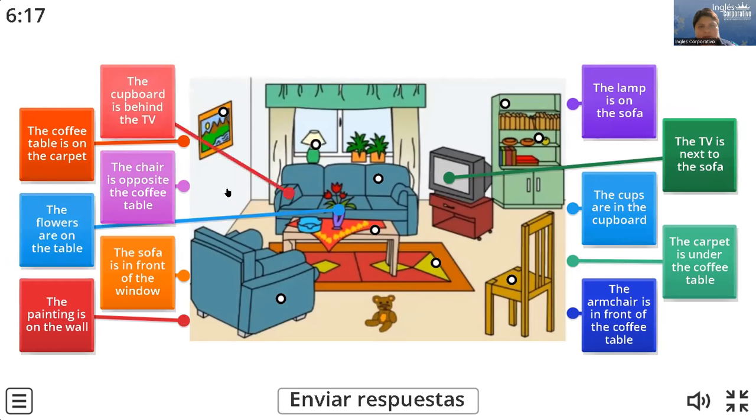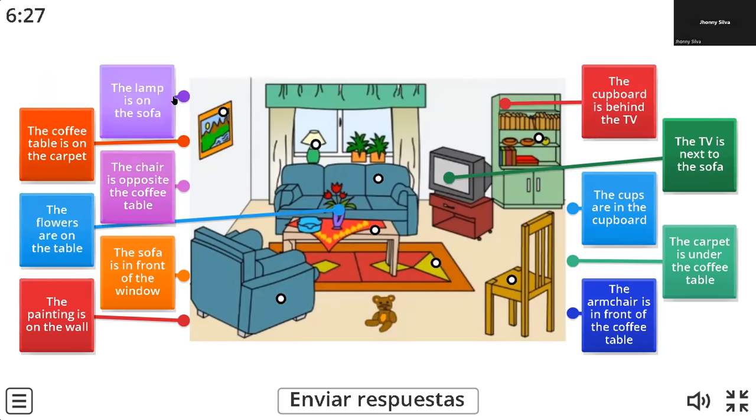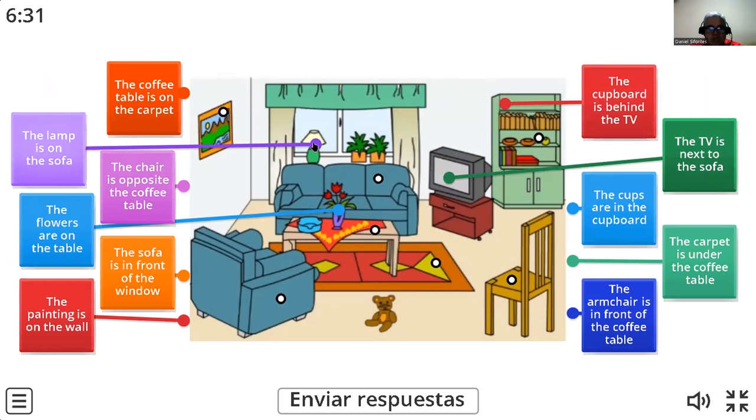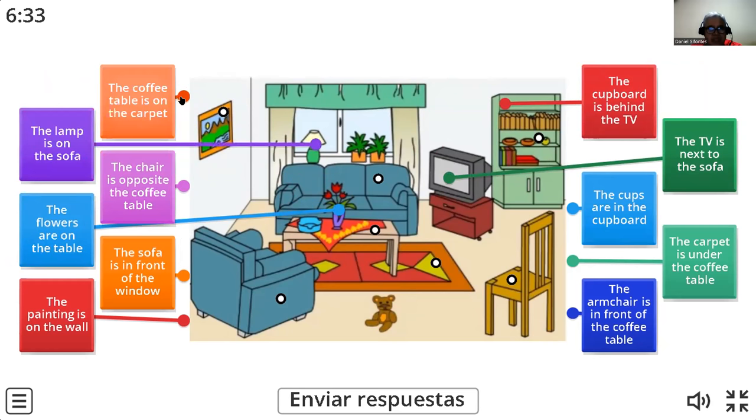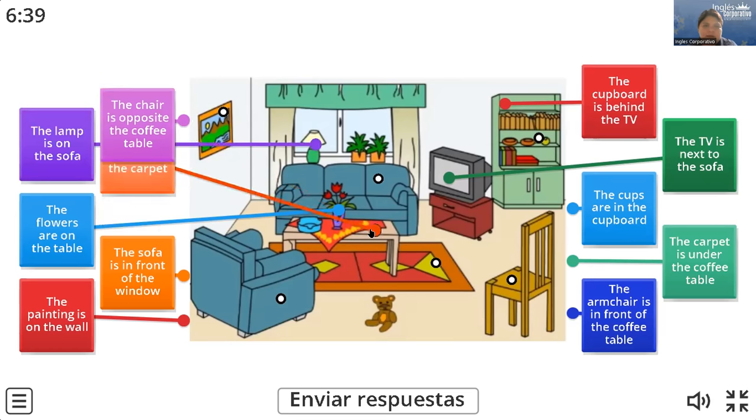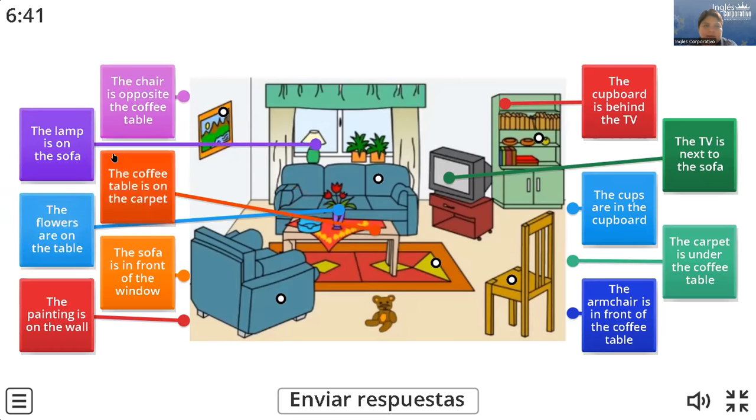Cupboard. So, which is the cupboard? Okay. The lamp is on the sofa. Pretty easy, right? The coffee table is on the carpet. So, which is the coffee table? This one, right? The coffee table. Okay, that chair is opposite the coffee table.